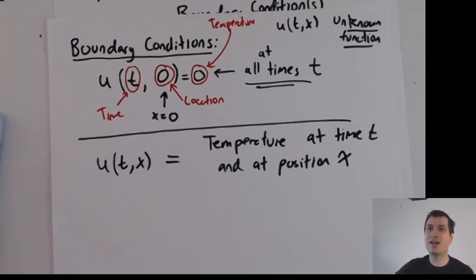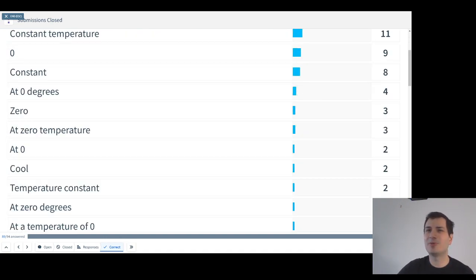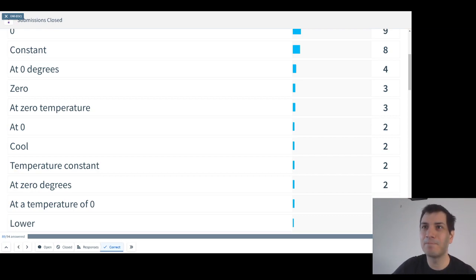There was a really good comment in the chat a minute ago. By the way, I'm looking at Top Hat answers. So I said at temperature 0, some people were right, some people were not. Someone in the chat wrote, what if the initial temperatures are such that it's not 0 degrees at x equals 0? I think that's a really good comment. So I'm going to answer this question right now.